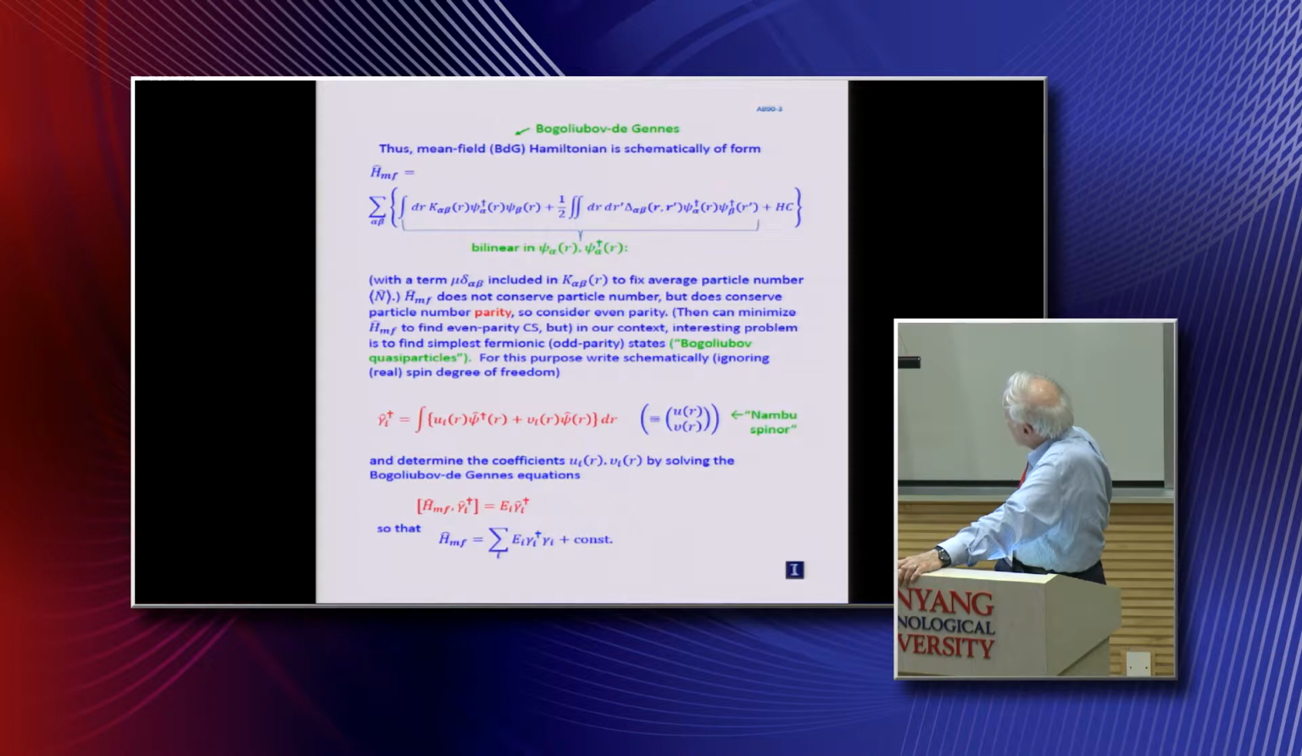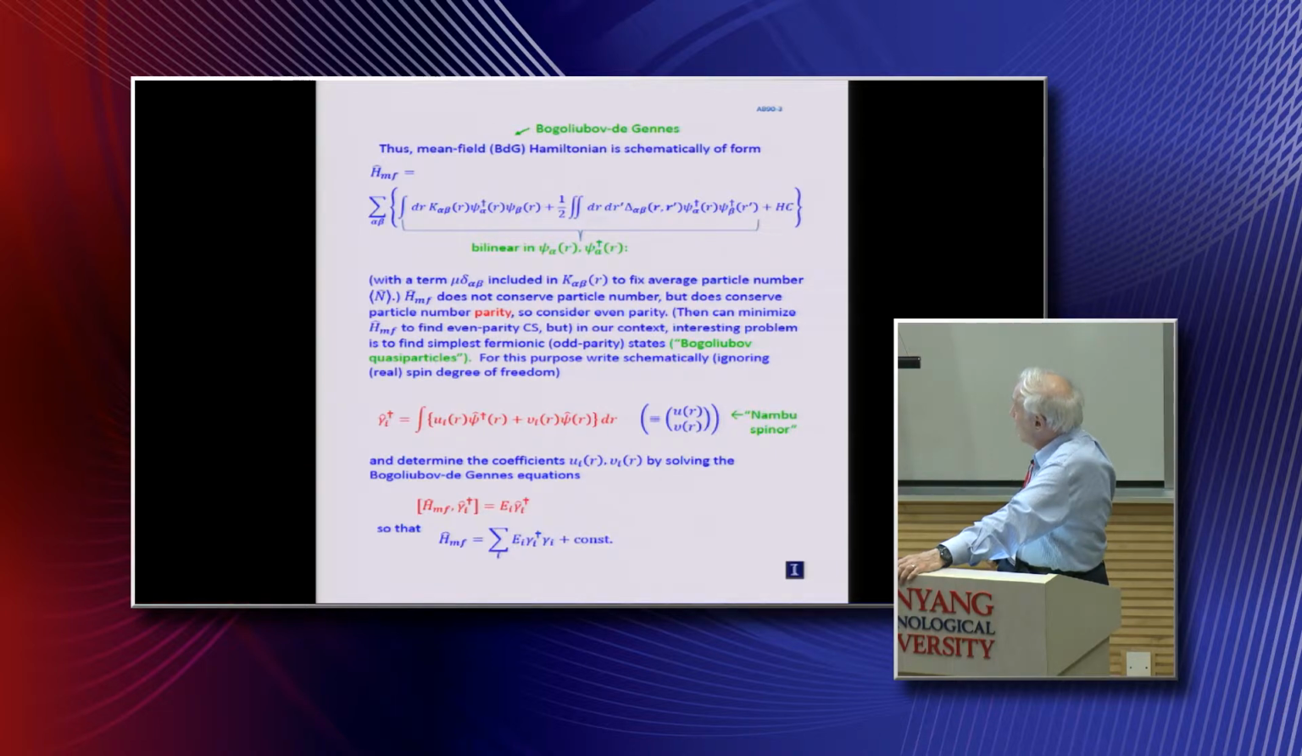And for that purpose, we write schematically, following Nambu, and I'm going to ignore the spin degree of freedom, it just complicates things, a creation operator for our quasiparticle, which has the following interesting form. It's a quantum superposition of a state containing an extra particle, psi dagger, plus a term which creates an extra hole, or alternatively annihilates a particle. And this, of course, is often written in this standard Nambu form.